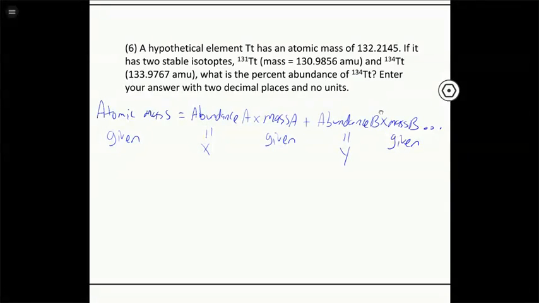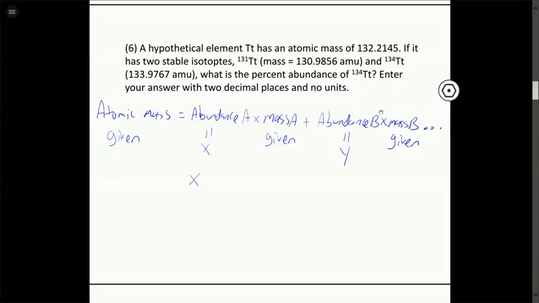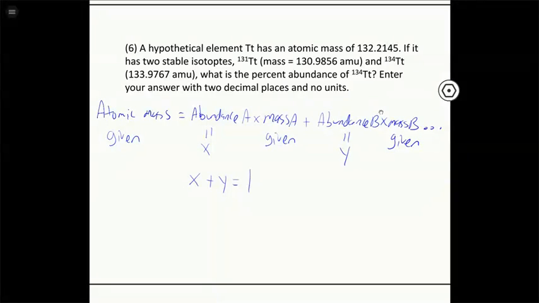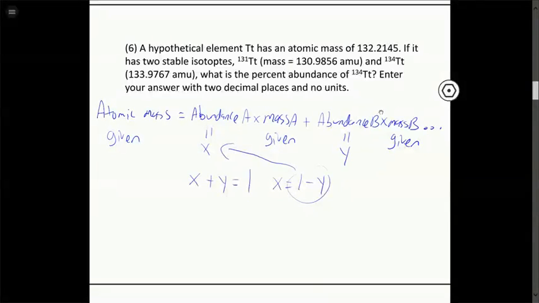Now we should recognize we only have one equation and two unknowns, so that's a bit of a problem. But always keep in mind that the sum of the abundances, however many there are, has to equal 1. These are fractional abundances, so the sum of those two equals 1. So we have two equations with two unknowns. Let's call the one we're solving for Y, the abundance of the 134 isotope. We can rewrite by solving for X: X equals 1 minus Y, giving us a single variable.